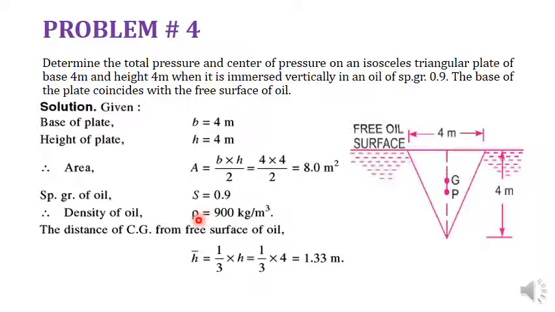Now, if we talk about the density, it needs to be determined by multiplying the density of the water with the specific gravity of the oil. Specific gravity is 0.9. So if you multiply 0.9 with 1000, you get 900 kg per meter cube for this oil for which you are going to solve your problem.